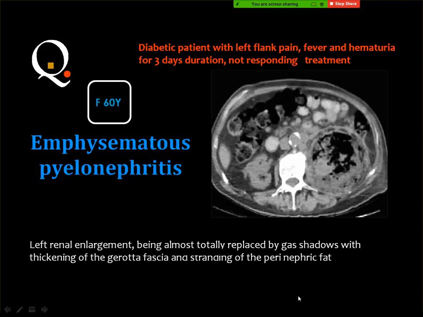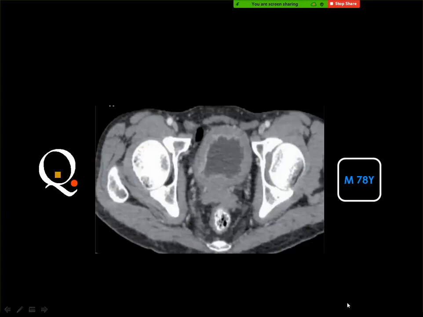Emphysematous pyelonephritis. This is a diabetic patient with fever and hematuria. And then you get air, which is almost totally replacing the whole kidney. Then emphysematous pyelonephritis.